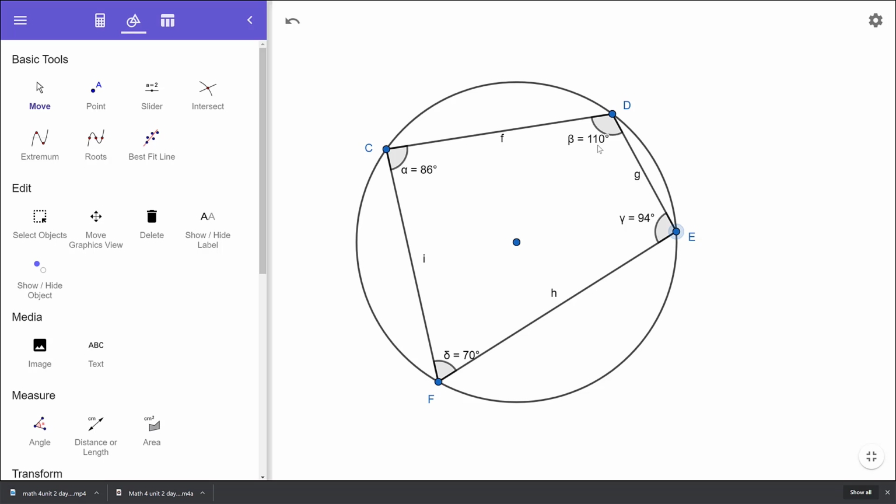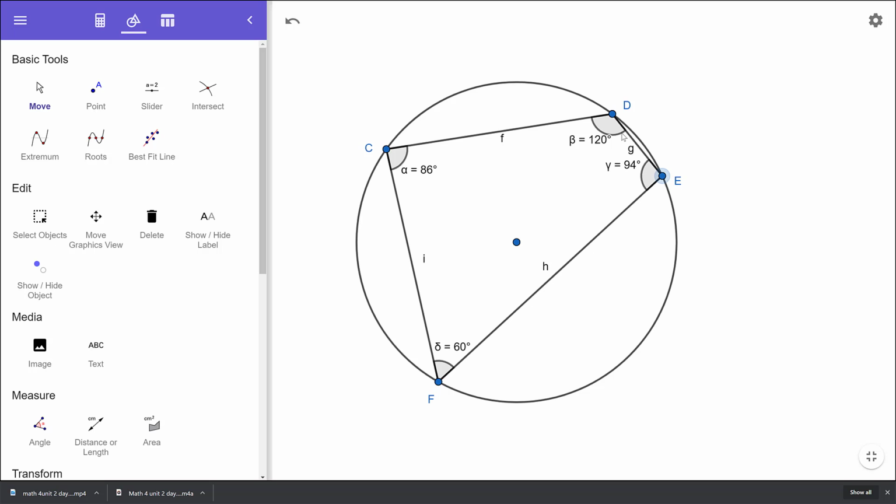Well, this is 110, this is 70, and usually right about now, people will start understanding, oh, I see what's so special. Let's go 10 more degrees. So we have 120, and this is 60, and by now you should see, oh, what I'm noticing is the opposite angles are always adding up to 180.